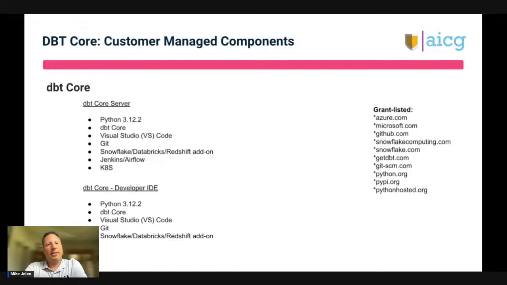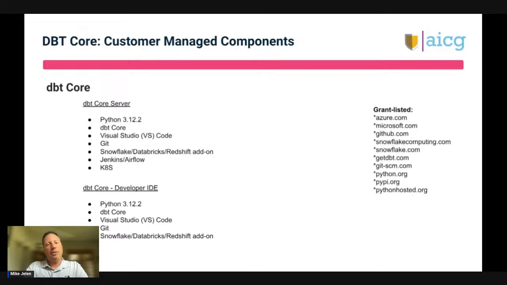We're also presuming that you're going to have more than one developer, and that developer is going to be doing their true development on their laptop or their IDE. You may determine that each individual developer gets their own VM. That's fine. You definitely do not want to have the developer developing on the same machine where your DBT Core server is running.